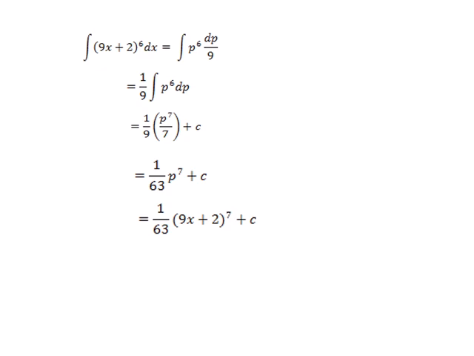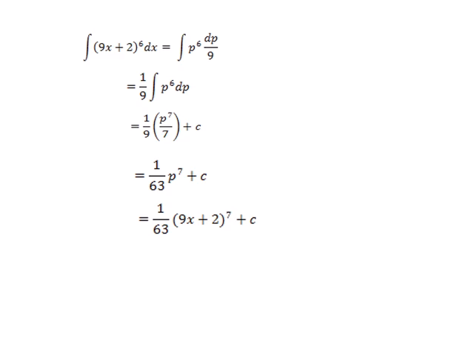Now we have it as 1 all over 63 p raised to power 7 plus c, because if you use 1 over 9 to open that bracket, 1 multiplied by p raised to power 7 will give us p raised to power 7. Then if you multiply 9 by 7, it is going to give us 63. So it is now p raised to power 7 all over 63 plus c, or you have it as 1 all over 63 p raised to power 7 plus c.